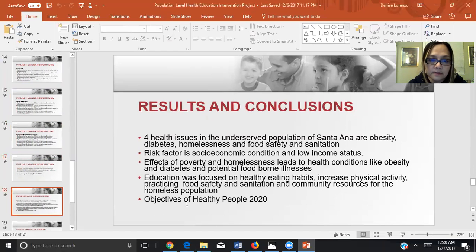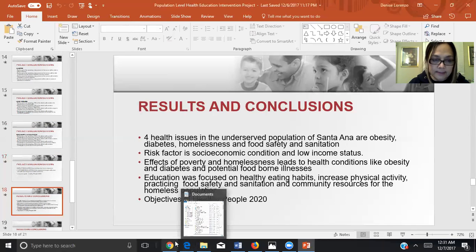Results and conclusions. The four health issues in the underserved population of Santa Ana are obesity, diabetes, homelessness, food safety, and sanitation. The underlying risk factor to this population is a socioeconomic condition and low income status. Effects of poverty and homelessness lead to health conditions like obesity, diabetes, and potential foodborne illnesses.